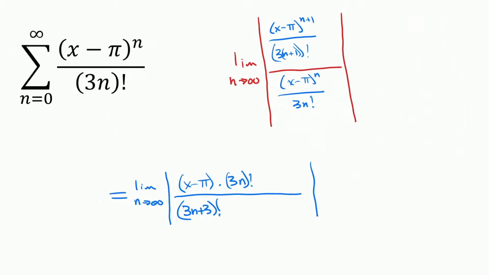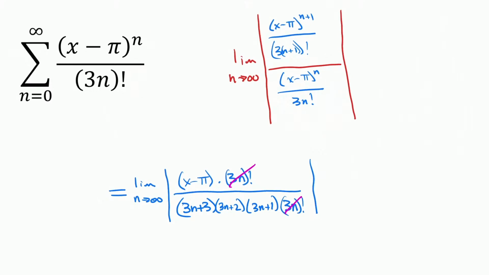I've left myself a little bit of room, as you can see, because I know what's coming and I don't want to have to write it again. So here's what's coming: 3n plus 3 factorial is the same as 3n plus 3 times 3n plus 2 times 3n plus 1 times 3n factorial. So once you have this, this is going to cancel. And then that is equal to 0. So we've got an interesting situation here. That's equal to 0. It doesn't matter what x is.